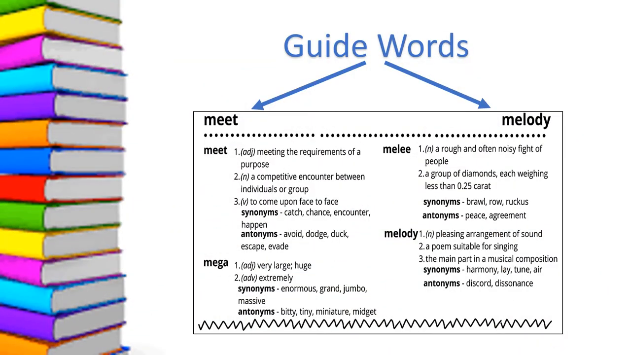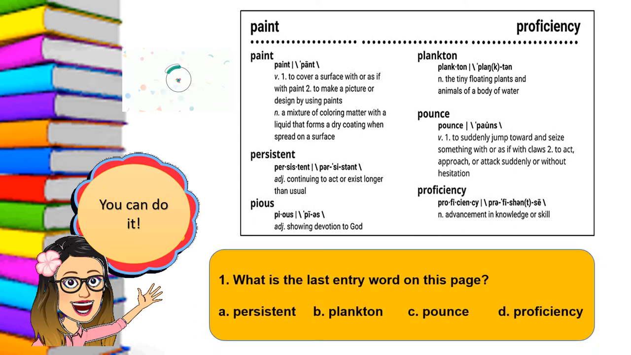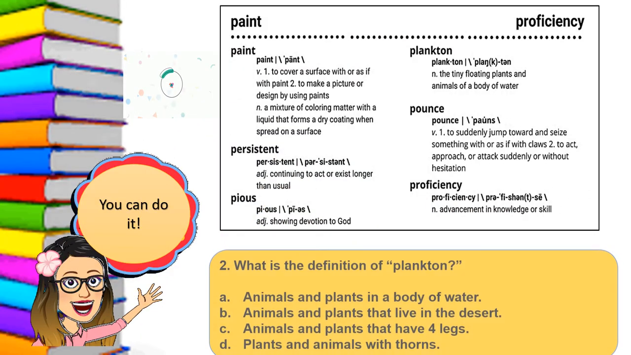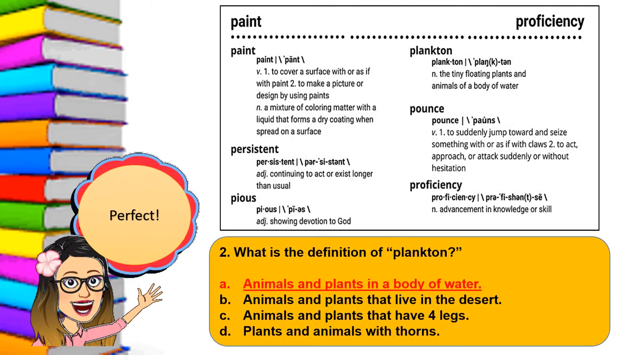So this is an example of guide words. There are two words on the top of a dictionary page. The left is the first word, and the word on the right is the last word on a dictionary page. Now you can do it. What is the last entry word on this page? The answer is letter D. Number 2. What is the definition of plankton? Look at the definition of plankton. The answer is letter A.